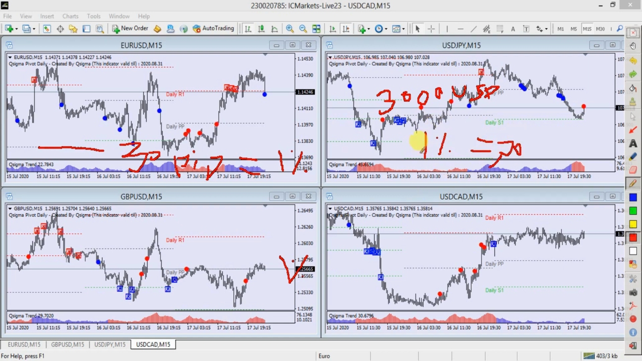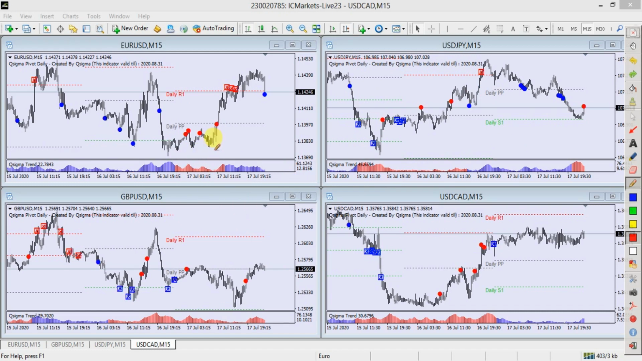Your risk is 30 USD. If you lose 30 pips, you'll be losing $30, and still you would have $2,970 to recover yourself. Hope you are clear with that. So guys, it depends on your account size. Depending on your account size, you need to calculate your risk, and according to that risk, you need to select your lot sizes.